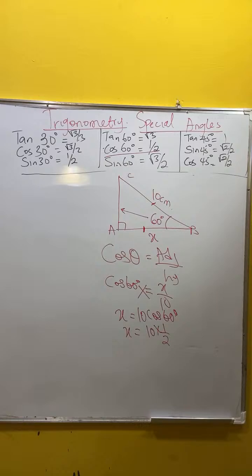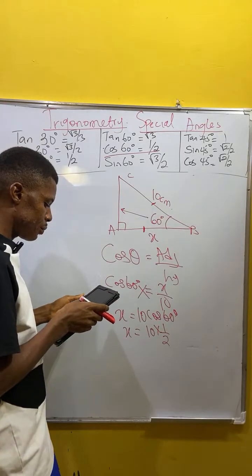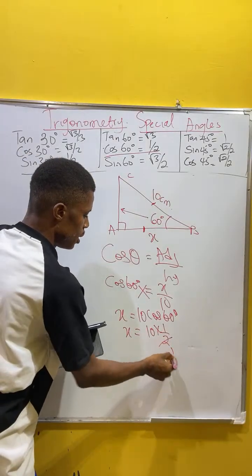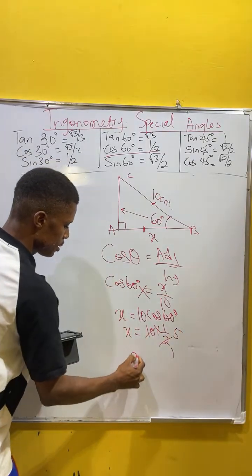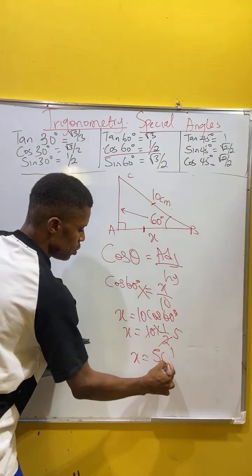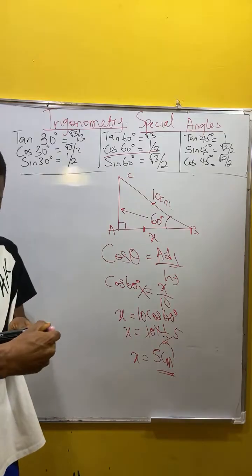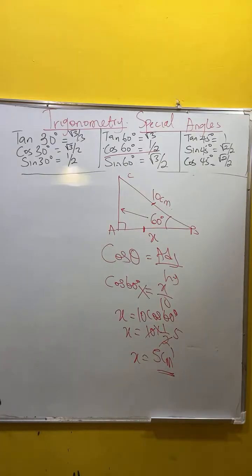10 times half is very simple to do, because all you have to do is just cross out. If you divide, 2 into 10 is 5, and 2 into 2 is 1. So x is now equal to 5. So the missing side there is 5 centimeters. Okay? The missing side is 5 cm.